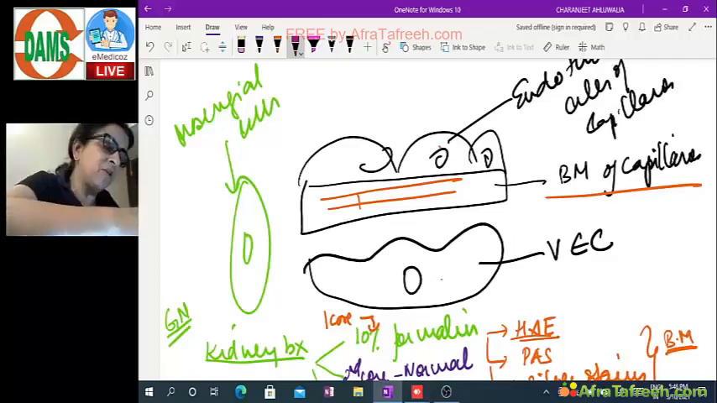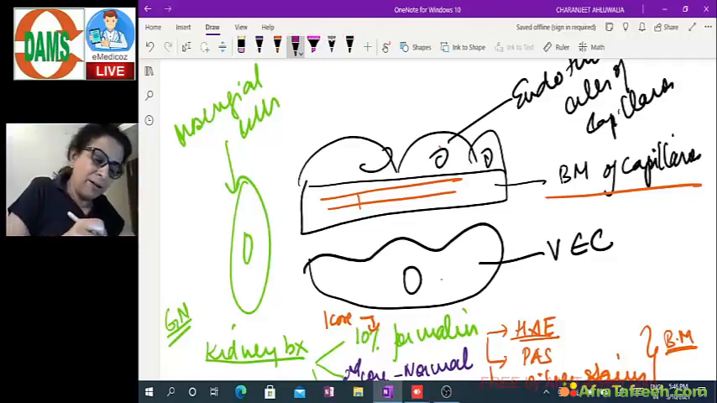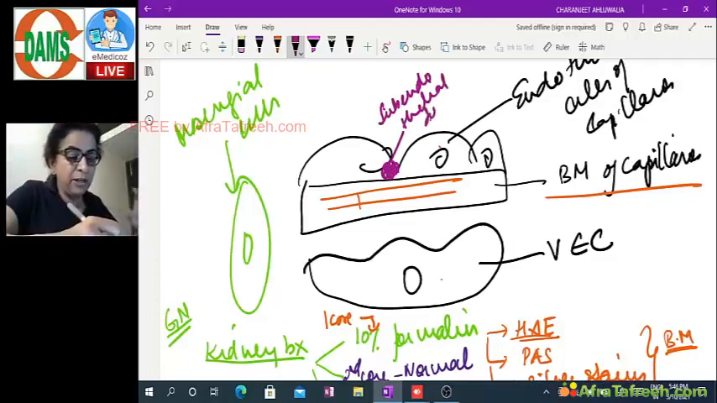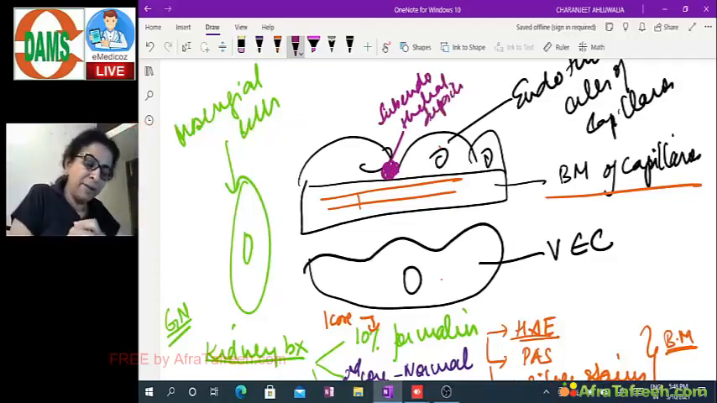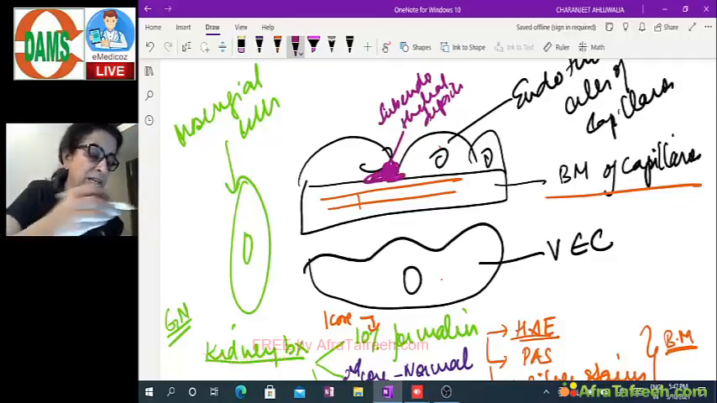And these immune complexes are damaging the kidney. They are causing glomerulonephritis. So now, where do the immune complexes deposit? Number 1, these are the endothelial cells. Immune complexes can deposit here. This is called subendothelial location, subendothelial deposits. So immune complexes deposit below the endothelial cells, between the basement membrane and the endothelial cells. So they deposit somewhere here. What is this location called? This is called subendothelial location.